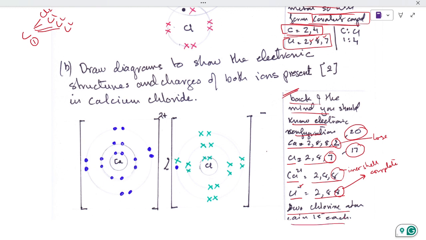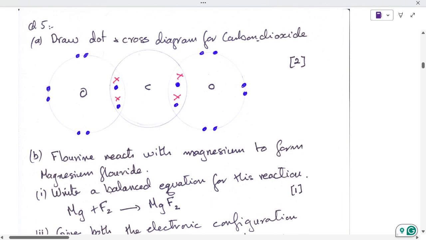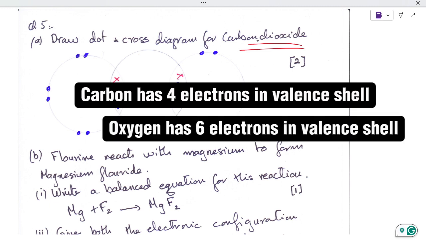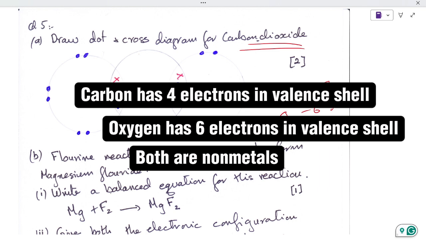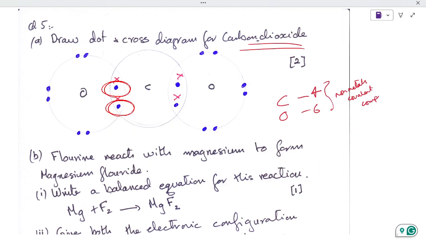Now there is question number 5. It says draw a dot and cross diagram for carbon dioxide. Here again, you should know that carbon has 4 electrons in its valence shell, oxygen has 6 electrons in its valence shell, and both are non-metals, so they are going to form a covalent compound, and carbon is going to share 2 electrons with 1 oxygen and 2 electrons with another oxygen, forming double bonds.